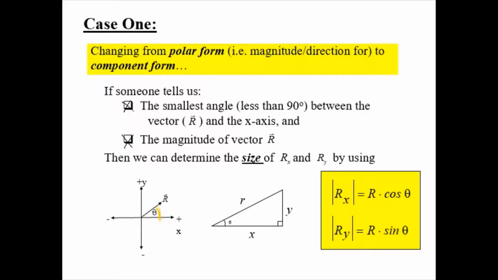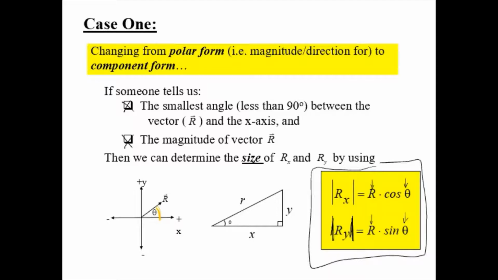And the way we do this is, you'll notice in this yellow box at the bottom right part of the screen, the absolute value of the x component of vector r, the absolute value of r sub x, is going to be equal to the size of vector r times the cosine of that working angle or reference angle. The absolute value of r sub y, the y component, is going to be equal to the size of vector r times the sine of that working angle.